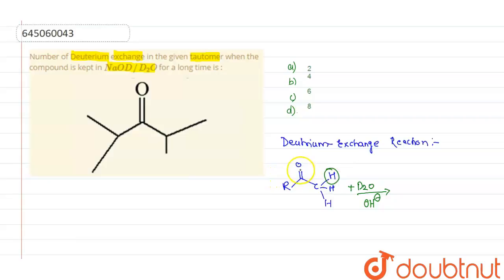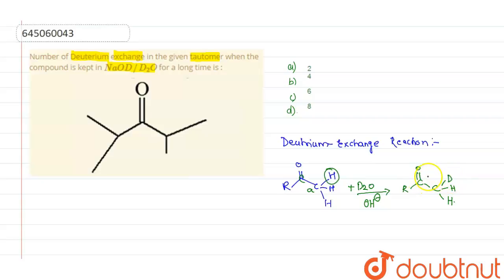What happens is this oxygen is more electronegative. The carbon beside this carbonyl carbon is the alpha carbon and the hydrogen associated with it is the alpha hydrogen. So this alpha hydrogen is replaced by deuterium and we get this. So this is the hydrogen deuterium exchange reaction.